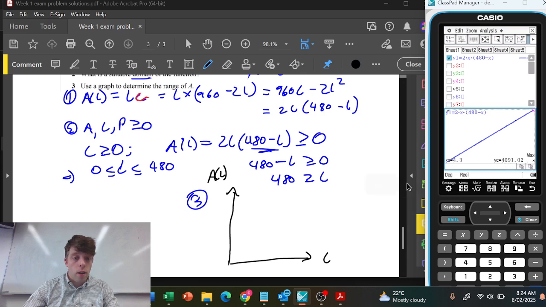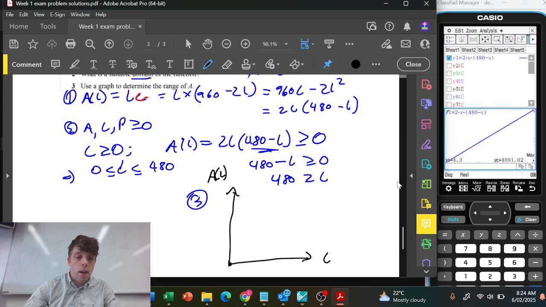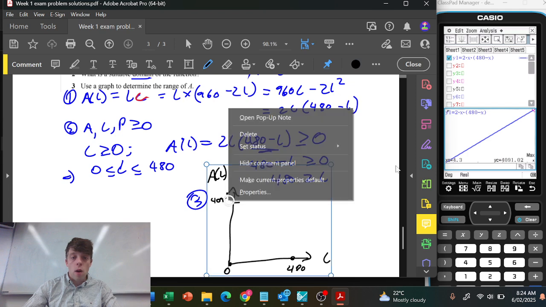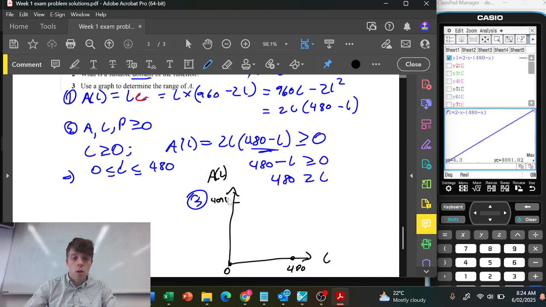with that as our y value. So let's just plug that in. We can see here that if we consider our domain, the minimum x value or the minimum L value is 0, the maximum L value is 480, and it's telling us that the maximum y value is way up here at 4091.2, way up the top here.